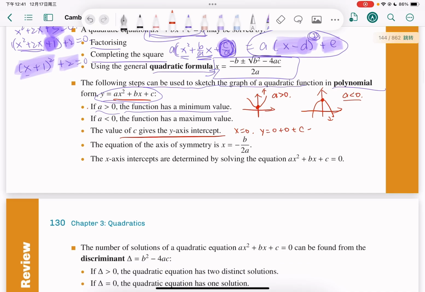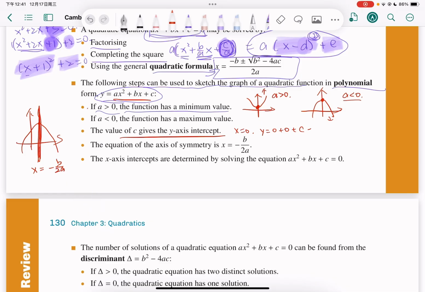And the axis of symmetry. So if we have a graph like this, and this axis is called the axis of symmetry, and it's defined as x equal to -b over 2a.